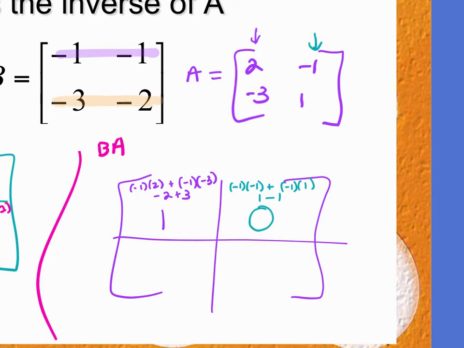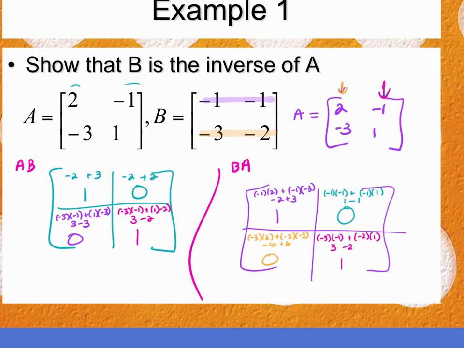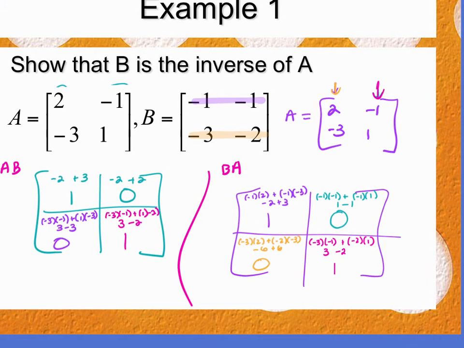Now I go row 2, column 1. Negative 3 times 2 plus negative 2 times negative 3. Negative 6 plus 6, which is 0. And the last one, row 2, column 2. Negative 3 times negative 1 plus negative 2 times 1. 3 minus 2, which is 1. So on a question like this, your work is your answer. If you don't get that pattern and it literally says it is the inverse, then obviously something's wrong.